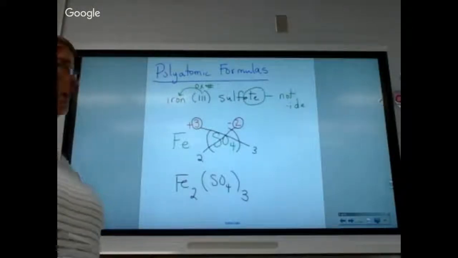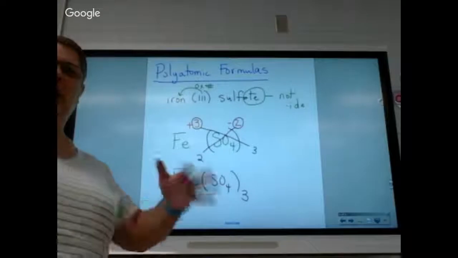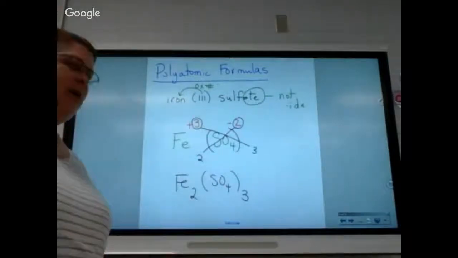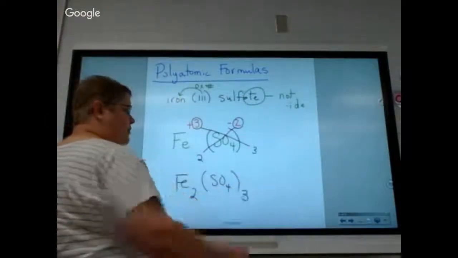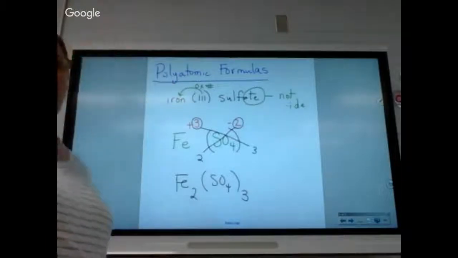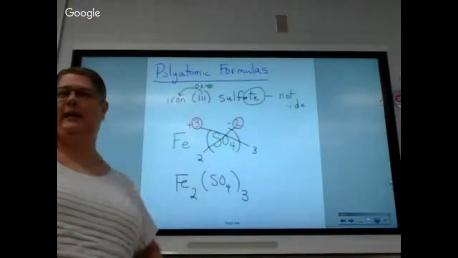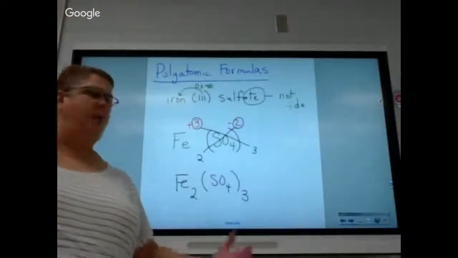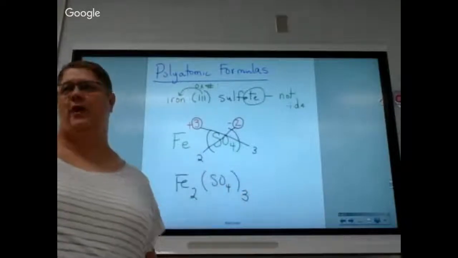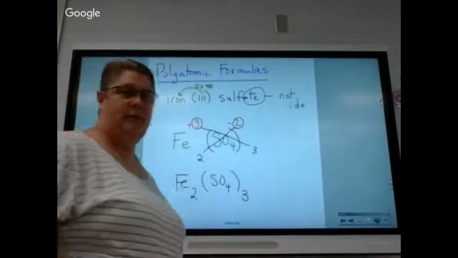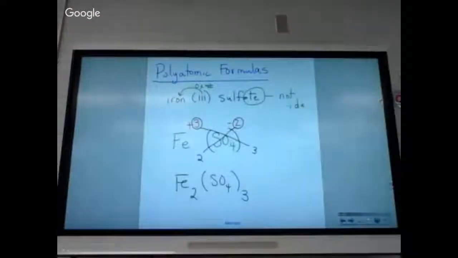The only time we could leave the parentheses off is when this number over here is a what? 1. Exactly. If that was a 1, you could technically leave them off. Now, a lot of people don't, and it's fine if you choose not to, but you could.